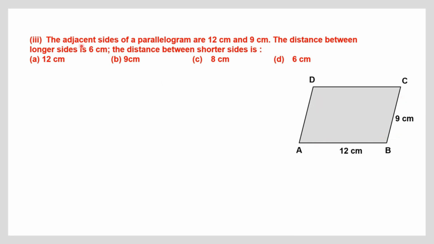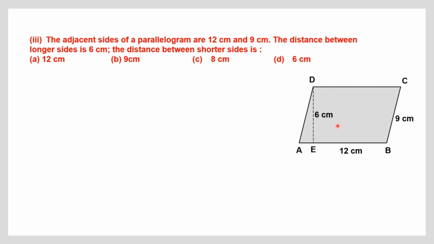And here it says adjacent sides. That's how we got these. AB and BC are called the adjacent sides. So this is 12 centimeters, this is 9 centimeters. The distance between the longer sides. Now, these are the two longer sides. The distance will be like this. What we get is the distance, DE, and that becomes the height. And that is 6 centimeters given to us in the question.